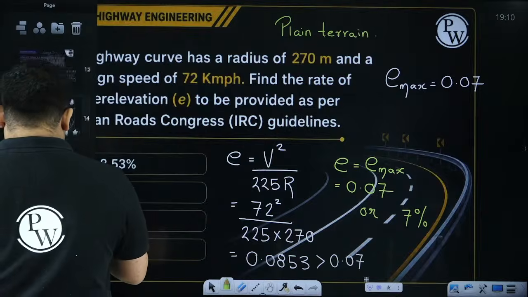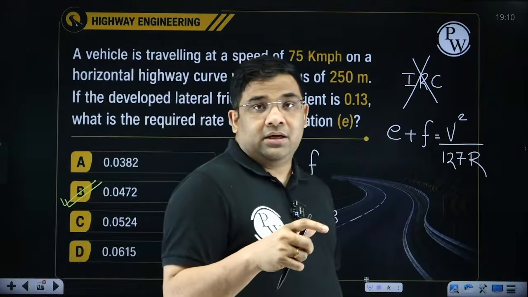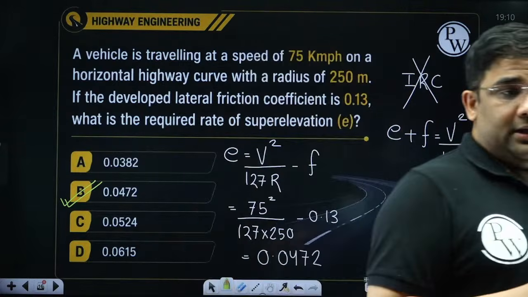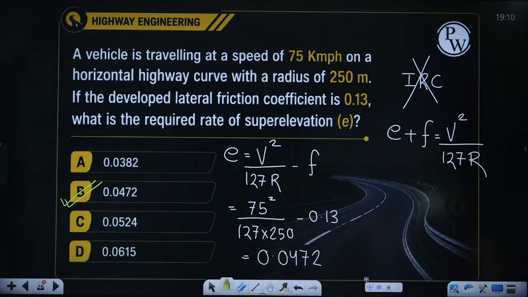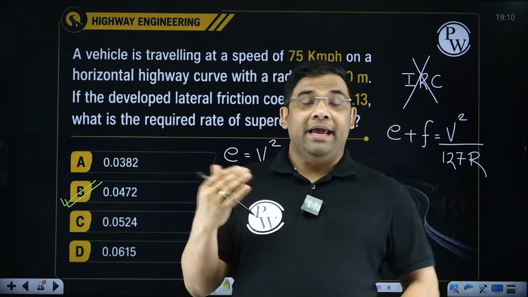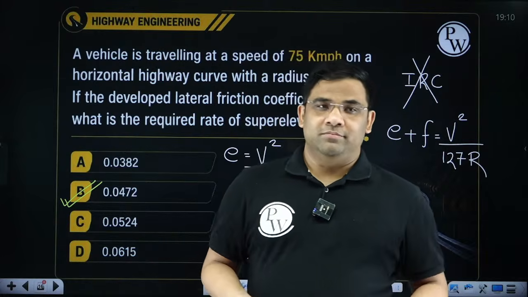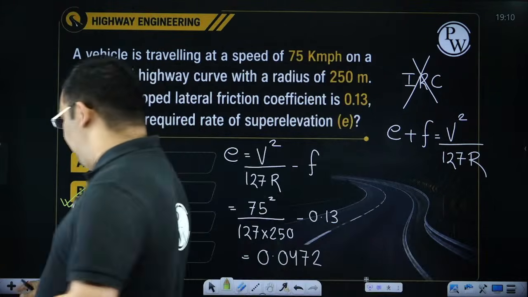Now, if they are not mentioning IRC, and they write that friction is getting developed, then we use the equation e plus f is equal to V square by 127R. So that is the whole thing about why in highway curves we tilt the road. Why do we tilt the road? I have explained it earlier.